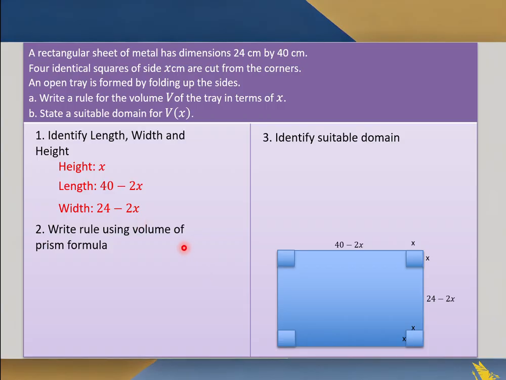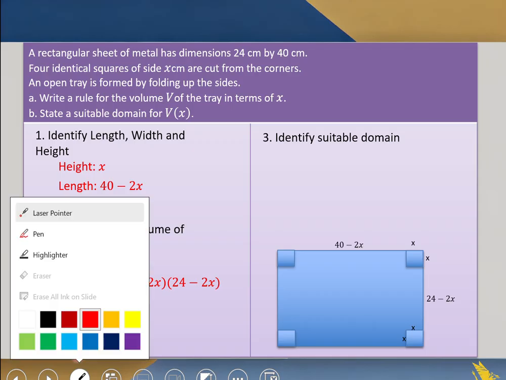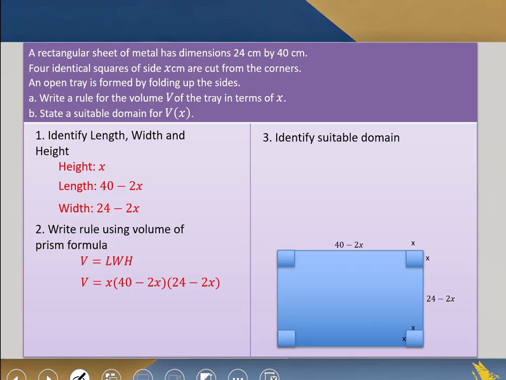Now, we need to write a rule. If we write a rule for the volume of a prism, we're doing length times width times height. So that's all I'm doing with my equation. Now, the next part is we need to identify the suitable domains. There's a few things we need to be thinking about. At the moment, we have zero volume when one of these has to be zero. We can't have negative volume, so we need to be mindful of that.